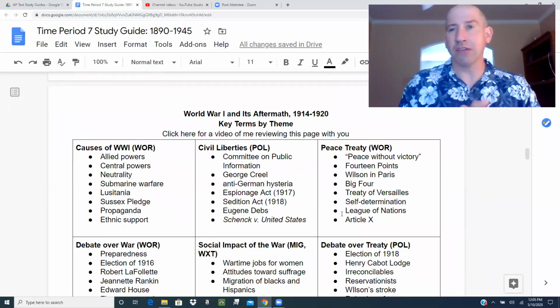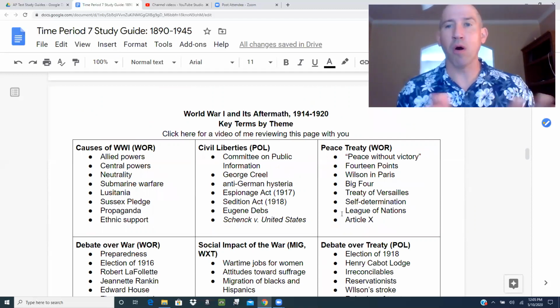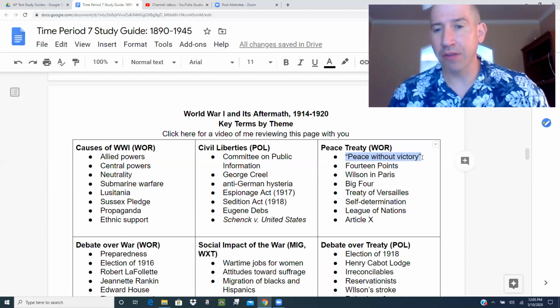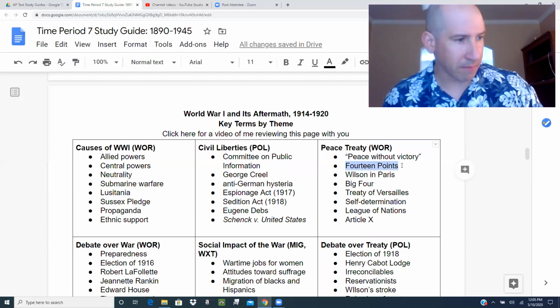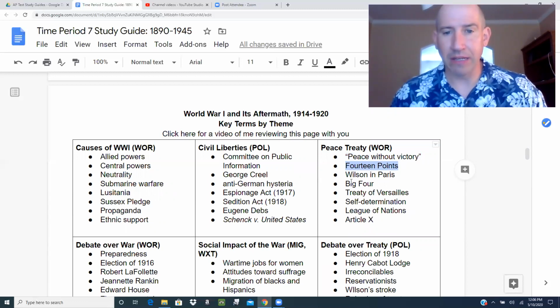So now Wilson is going to do something unprecedented for a president, and he is going to go over to Europe to lead the negotiations himself. He brings only one Republican who he never consults. Wilson comes in with his peace without victory, his 14 points, such as self-determination, freedom of the seas, disarmament, and of course, the creation of a League of Nations.